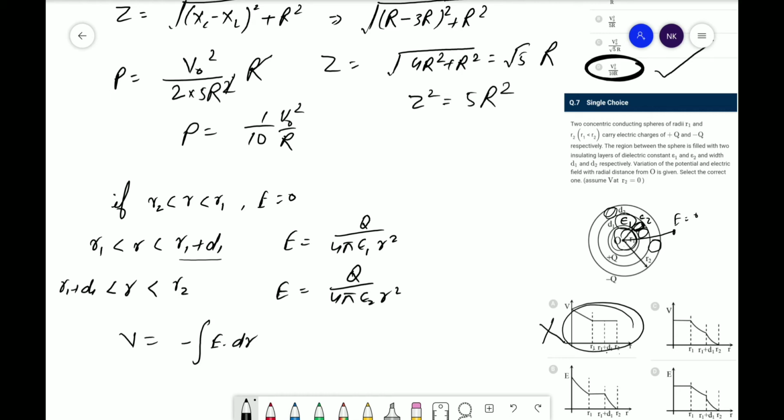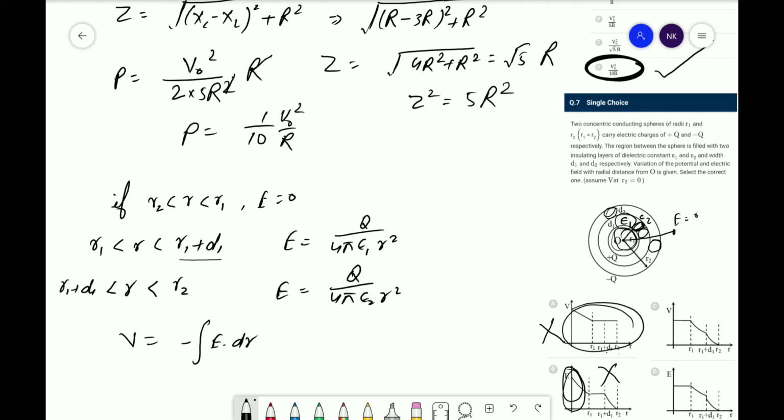Now what about the second condition, option B? V is equal to minus integral of E dot dr, and we know that the electric field intensity inside the charged sphere is 0. Therefore here the electric field intensity is not even 0. The rest of the conditions can be correct, but the first condition is wrong, therefore this one is also wrong.